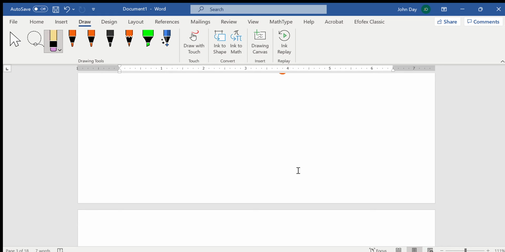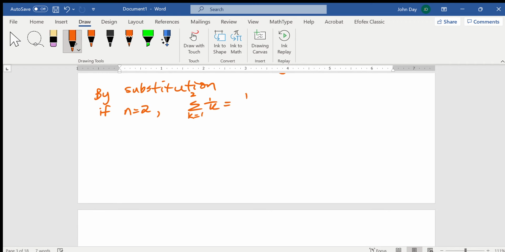Now, we can easily prove the truth of the statement for n equals 2, 3, 4, for example by substitution. If n equals 2, then the sum from k equals 1 to 2 of 1 on k equals 1 on 1 plus 1 on 2, which is just 1.5. Well, that's not an integer, is it?